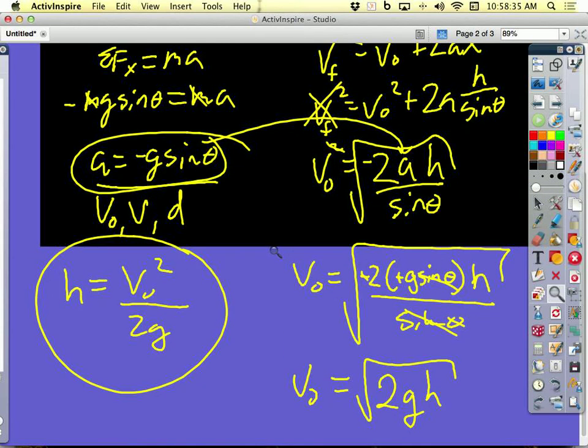So actually what I should have done here, probably here, I should have solved for h instead of, I don't know why I solved for v0. Just brain fart.